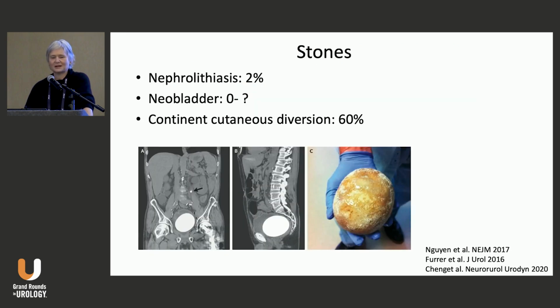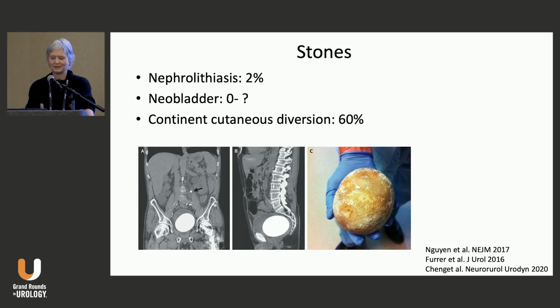Stones. So upper tract stones are not that common. They're somewhere around 2 to 5%, depending on. Neobladder stones, they are reported in the literature. As I mentioned before, we have never had a neobladder stone. And I think this, again, is our management of patients. We force them to evacuate and rinse the bladder. If they have infections, we try and find out why and try and treat it.